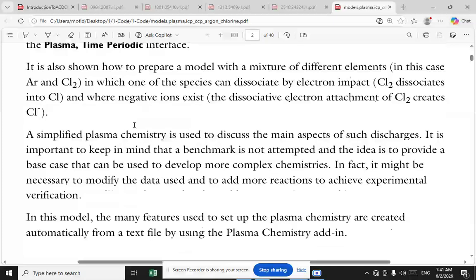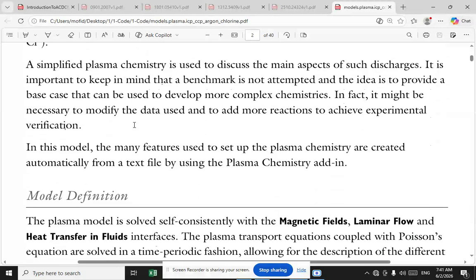It is also shown how to prepare a model with a mixture of different elements, in this case argon and chlorine, in which one of the species can dissociate by electron impact. Chlorine dissociates into chlorine 1, and where negative ions exist, the dissociative electron attachment of chlorine creates chlorine negative. A simplified plasma chemistry is used to discuss the main aspects of such a discharge.